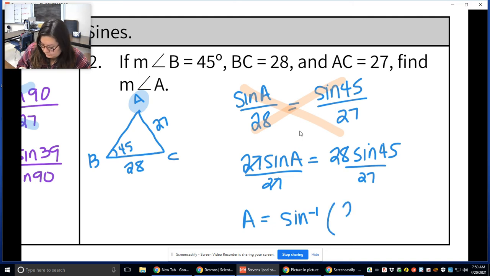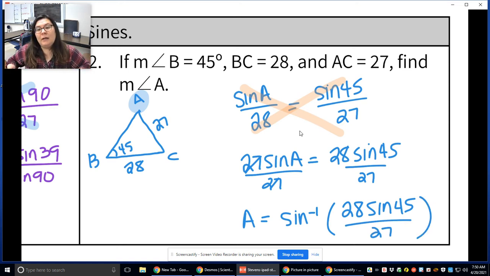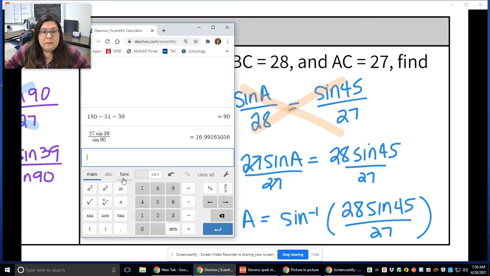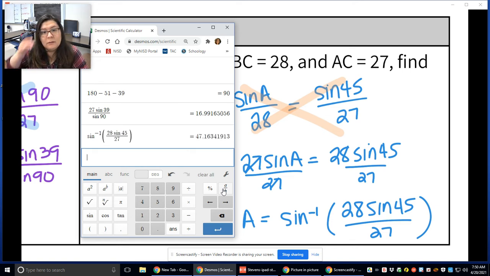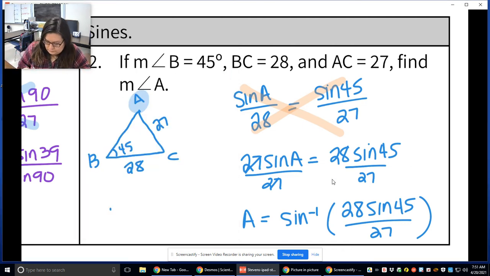I'm going to rewrite it. So 28 sine 45 over 27. Okay, so calculator problem. We just got to type this in and see what we get. Sine inverse 28 sine 45 over 27. Okay, so 47.2. Let's round that. 47.2 degrees.